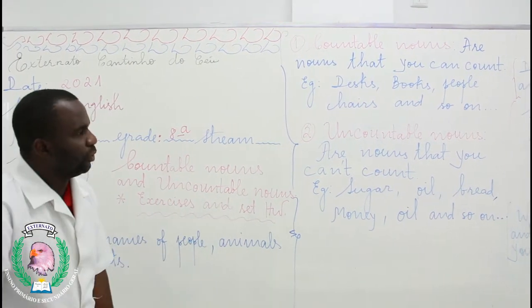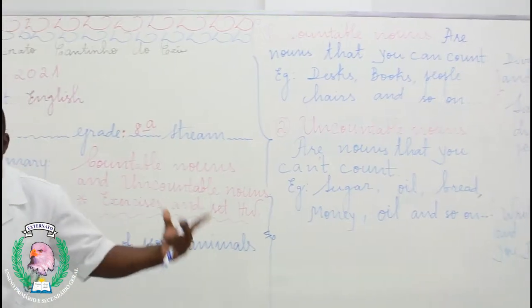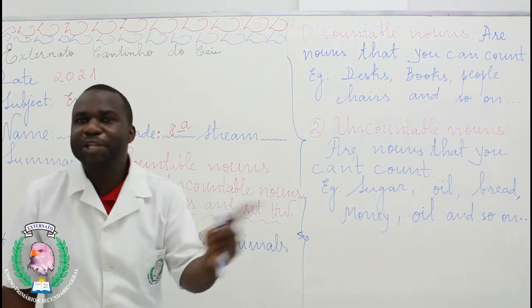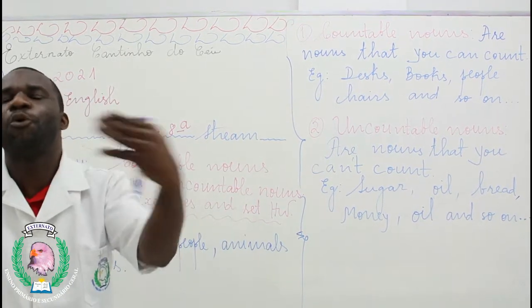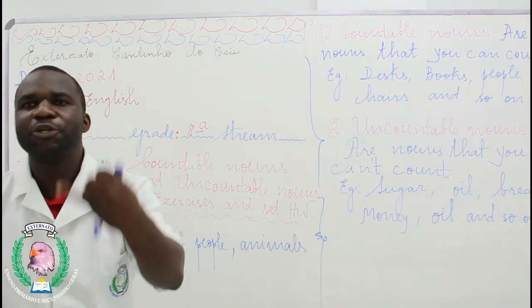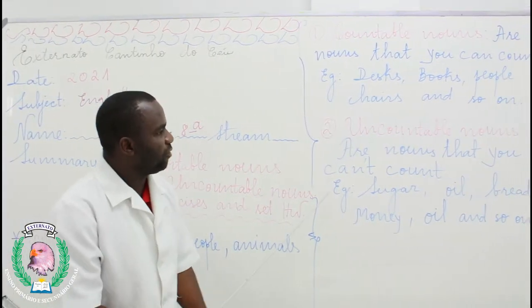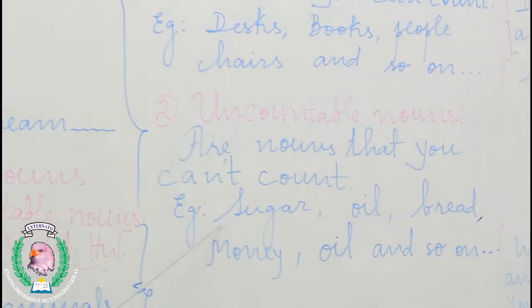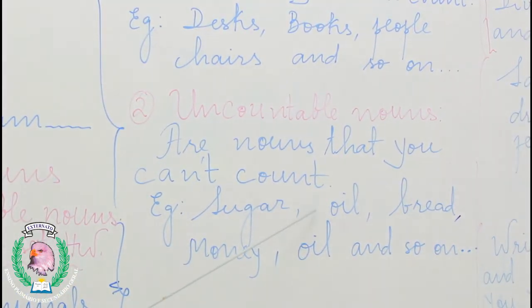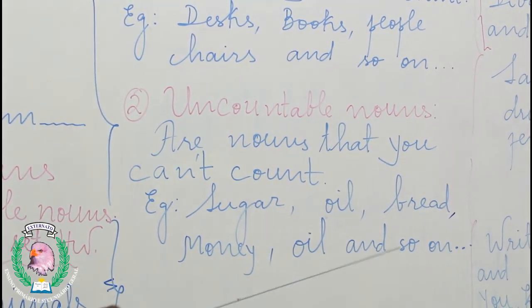In number two, we have uncountable nouns. Uncountable nouns are nouns that you can't count. There is no way to count these nouns. There is no way to say 1, 2, 3, 4, 5. Examples we have here: sugar, oil, bread, money, and so on.